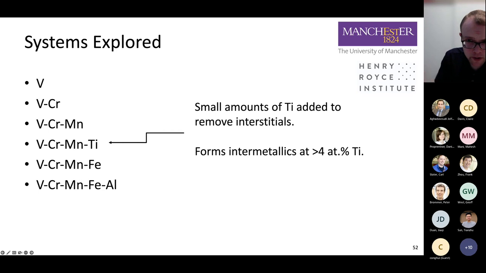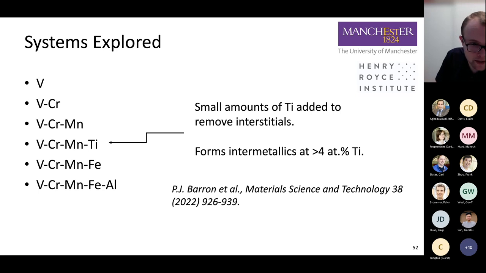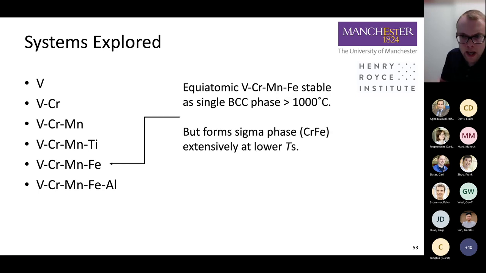When you add in titanium to remove some of the interstitials that often get caught up when you make these alloys, you do successfully form titanium oxide, titanium carbon nitrides, and that sort of stuff. But we find that the amount of titanium we can add into the system is quite low before we form some horrible intermetallics. It's about up to 4.8% titanium in an equiatomic vanadium, chromium, manganese alloy; we can only put in a small amount of titanium before that becomes an issue.